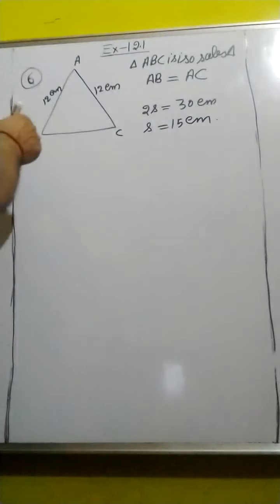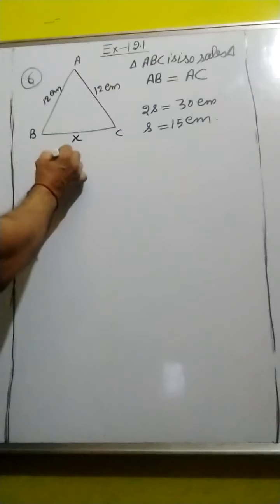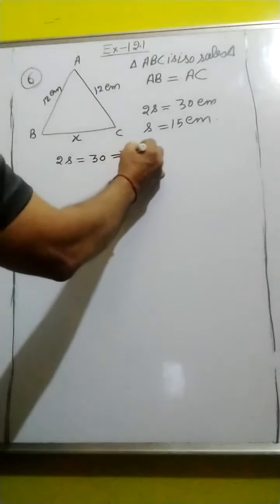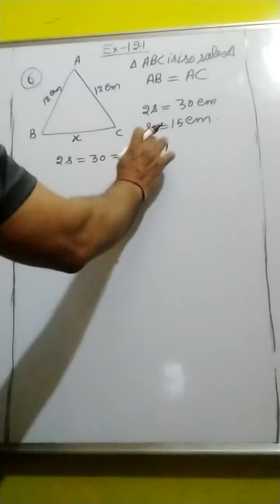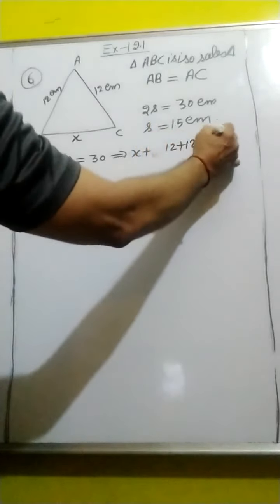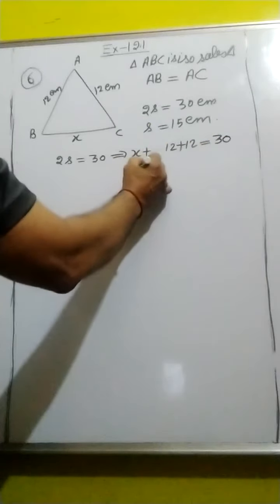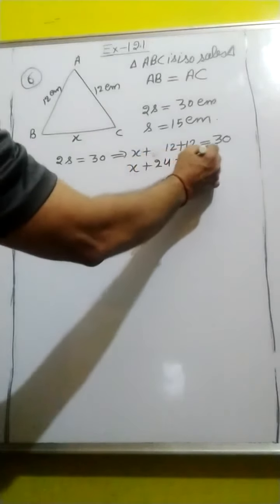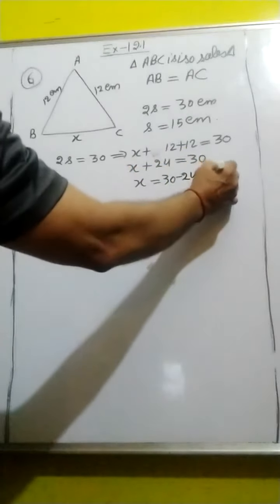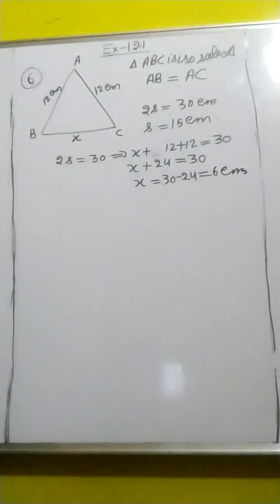Let the third side BC be x. So perimeter 2s is equal to 30 centimeter means x plus 12 plus 12 is equal to 30 centimeter. x plus 24 is equal to 30. So x will be 30 minus 24, that is 6 centimeter. So the length of the third side will be 6 centimeter.